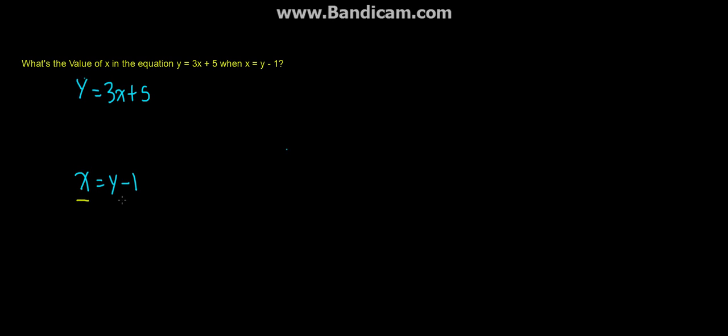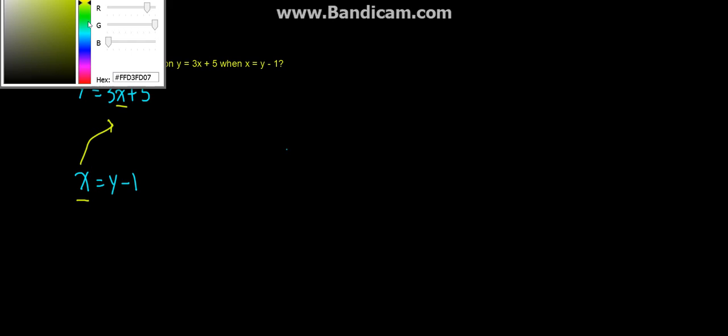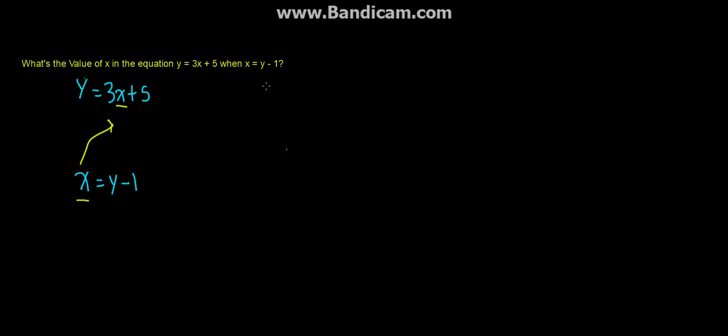We know that x equals y minus 1, and there's an x right here. That means that we can substitute x into our first equation. So by replacing x with y minus 1, we can easily solve for y. So let's do that. We can rewrite this equation to y equals 3 times, but instead of x, now we're going to replace x with y minus 1. So instead of x, we're going to write y minus 1, plus 5.